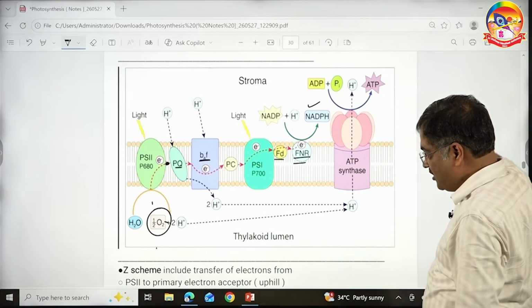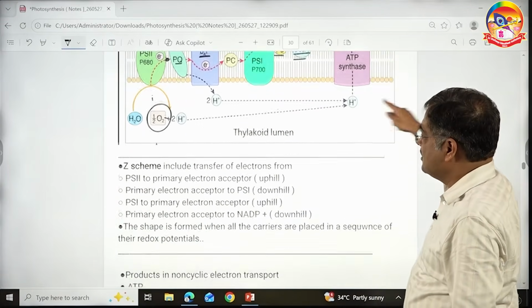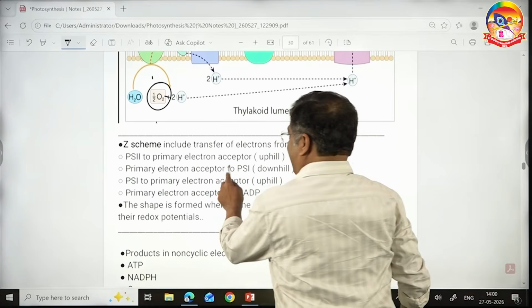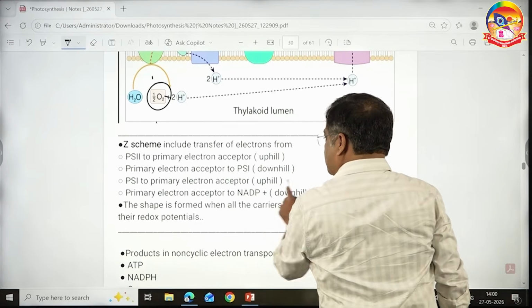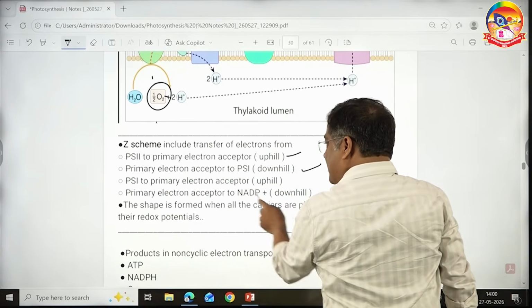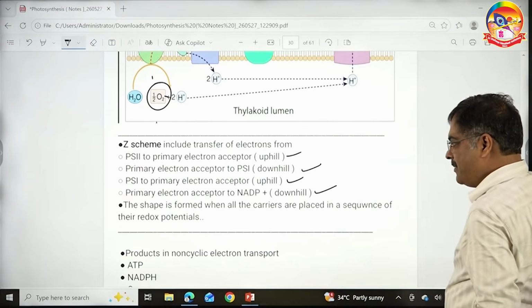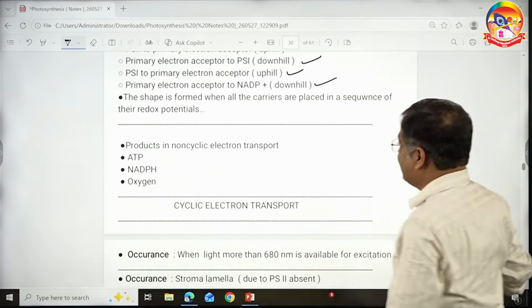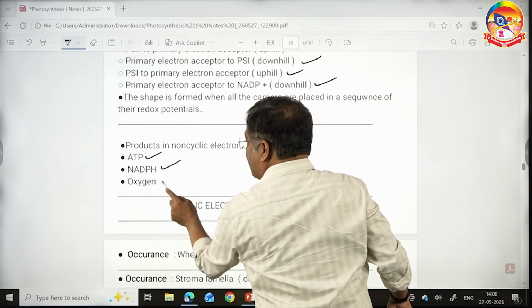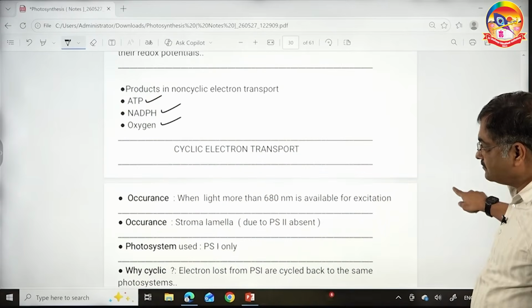Here I'm going to explain you. Does that scheme, of course, include all this? PS2 to primary electron acceptor, primary electron acceptor to PS1, PS1 to primary electron acceptor to NADP+. Products of non-cyclic electron transport are ATP, NADPH2 and oxygen.